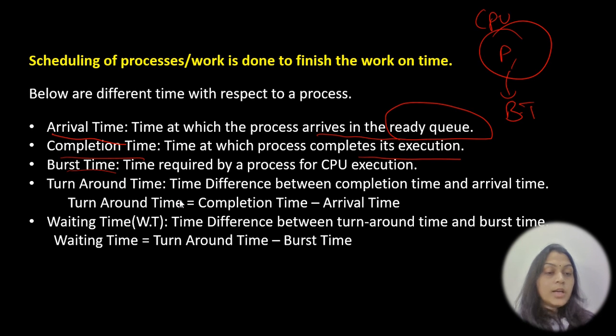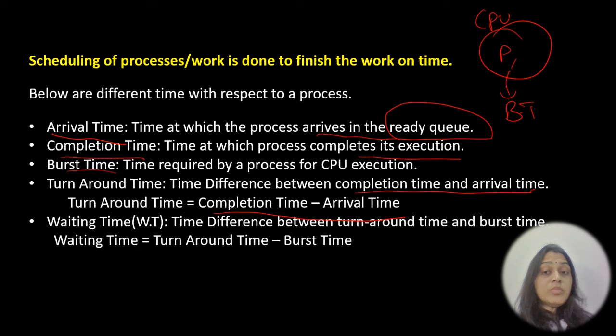And turnaround time, which I already said, is the difference between the completion time and arrival time, the interval between submission and completion. What is that interval I'm talking about? If you want the interval, take the completion time minus arrival time. So turnaround time is nothing but the completion time minus arrival time.